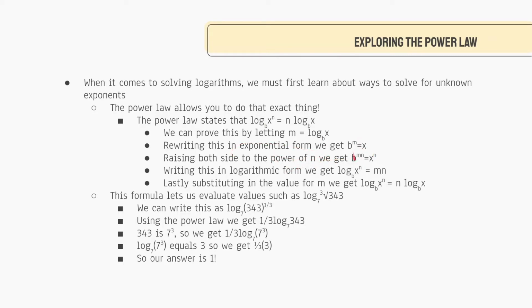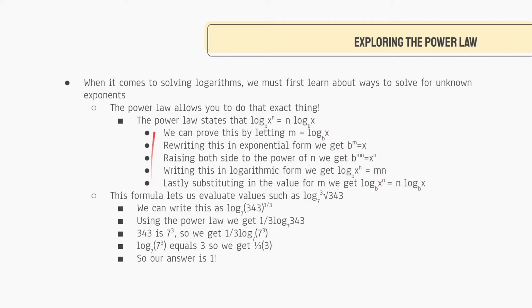So when we do that, we get b to the power of m times n is equal to x to the power of n. Now from here, we can once again write this in logarithmic form, and so we get log of x to the power of n to the base of b is equal to m times n. Lastly, we can substitute the value we declared for m into the equation, and so we get log of x to the power of n to the base of b is equal to n times log of x to the base of b.